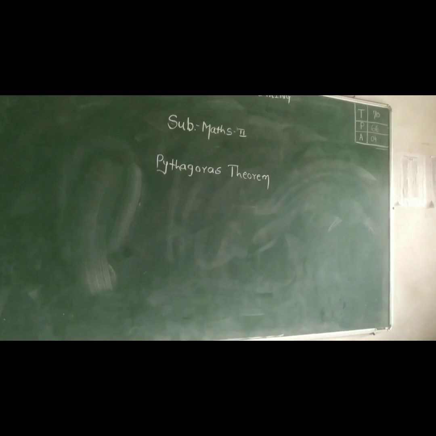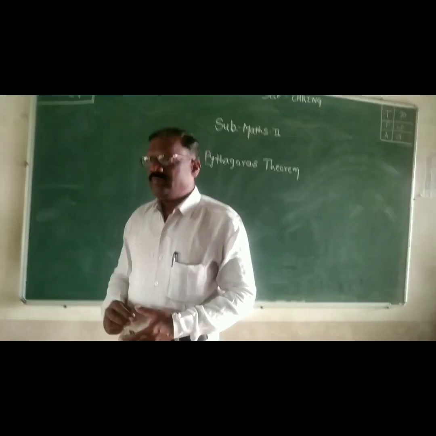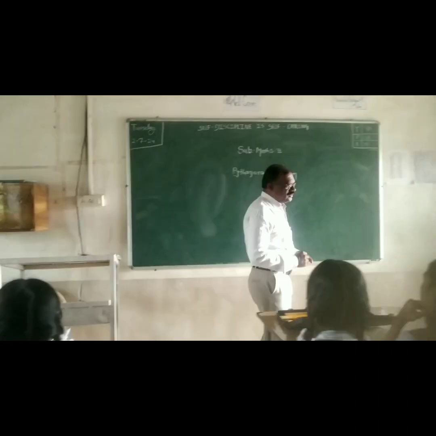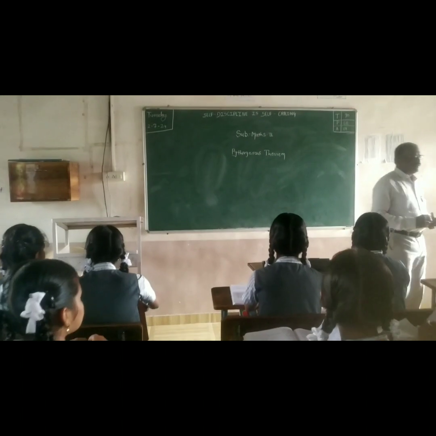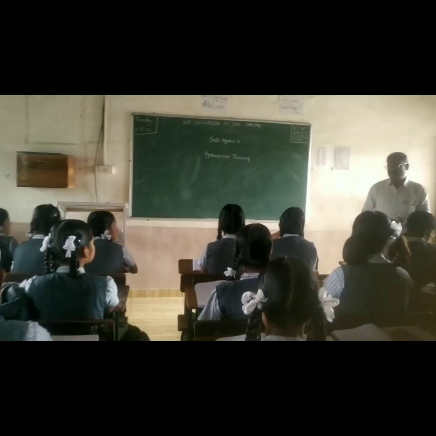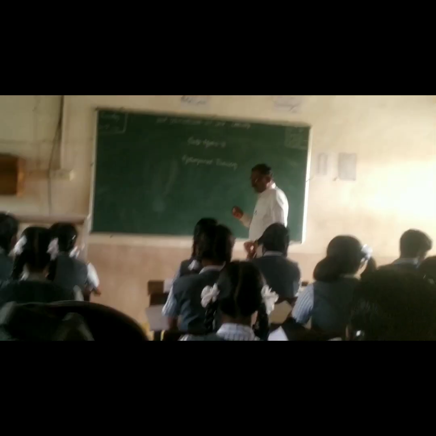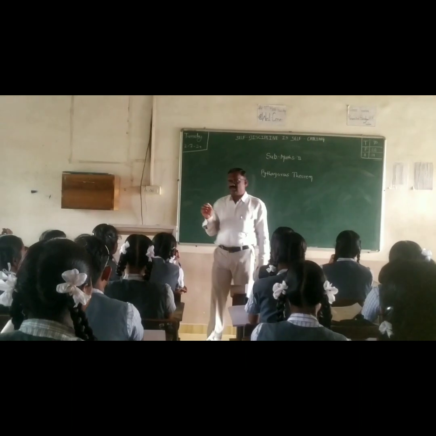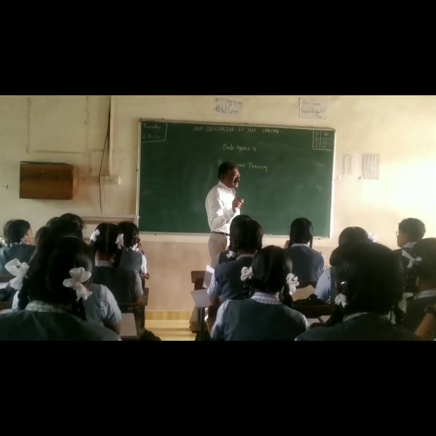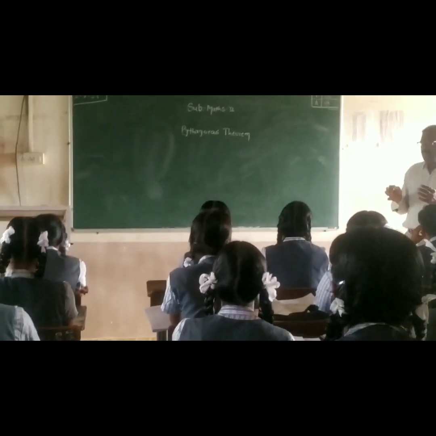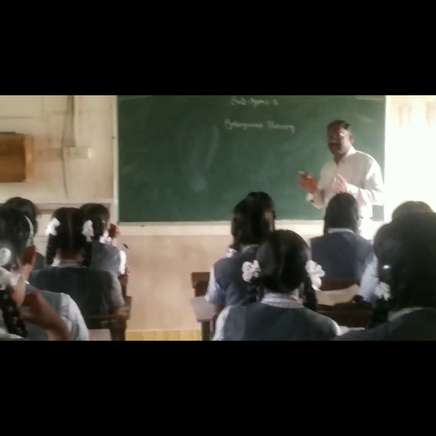About Pythagoras theorem. In the last standard, you studied the Pythagoras theorem. At that time you learned the formula: the square of the hypotenuse is equal to the sum of the squares of the remaining two sides. Actually, the Pythagoras formula is made only for a right angle triangle.